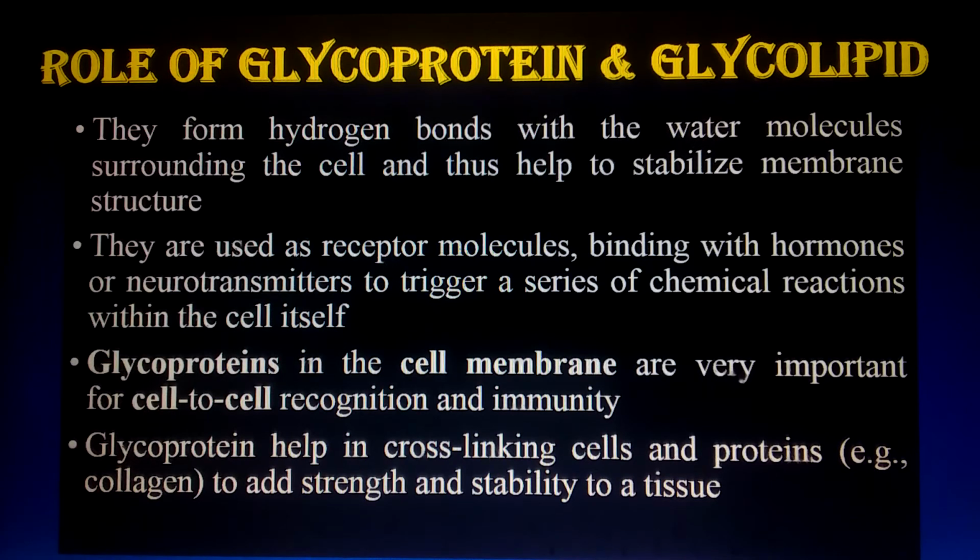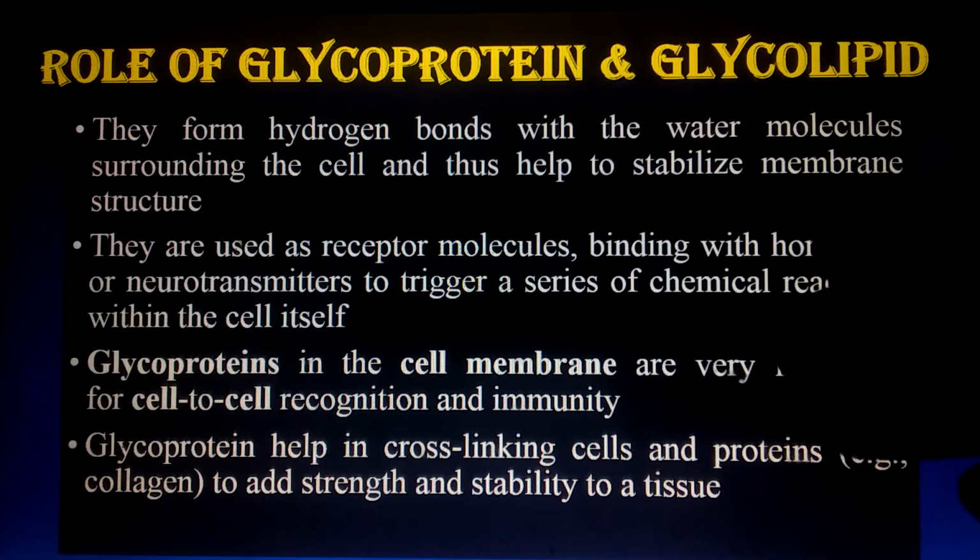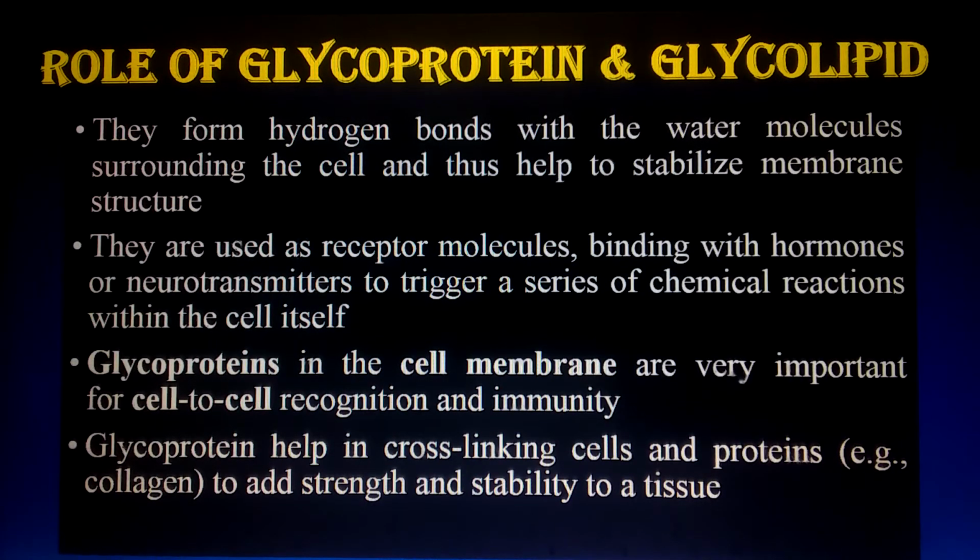They join the cells, they link neighboring cells with each other, and you know that cells group together to form the tissues. So the tissue stability is because of the glycoproteins and glycolipids, and then the tissues group together to form the organs. So all cells are connected and linked with each other because of these glycolipids and glycoproteins. They play a very important role, so keep it in your mind.